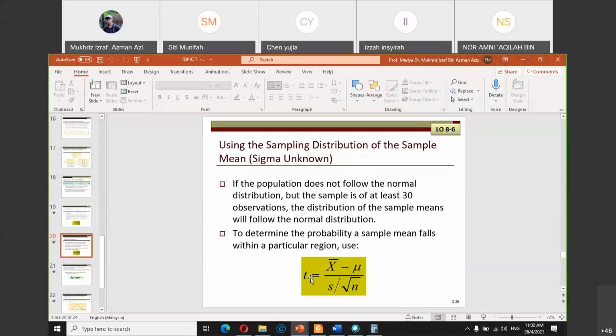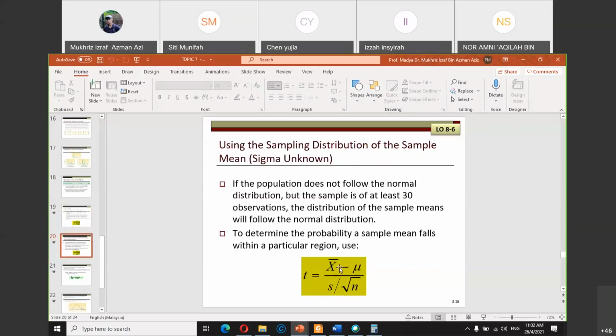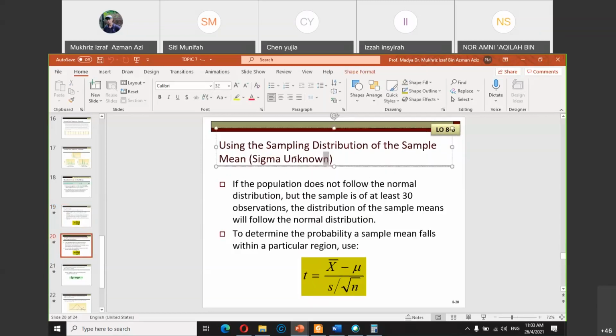Rather, we are only focusing on the Z first. The T distribution is x bar minus mu over s over square root of n. You notice that the main difference between the Z and the T is the notation for the standard deviation. For the T, we use S, meaning the standard deviation from the sample, but for the Z, we are using sigma. Why the difference between the two? You can see on the top here, for Z sigma is known, and for T sigma is unknown.